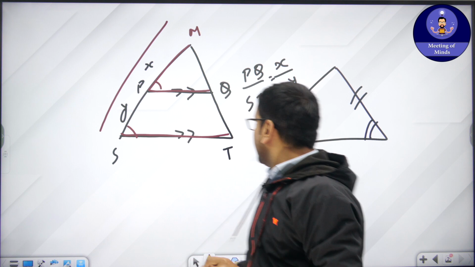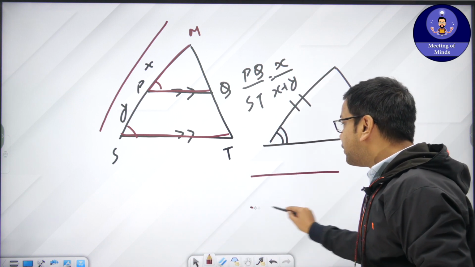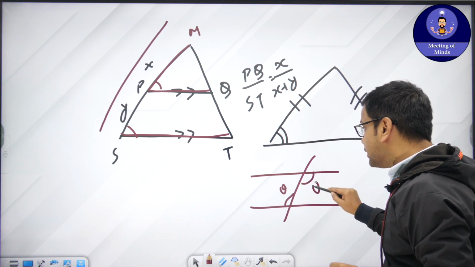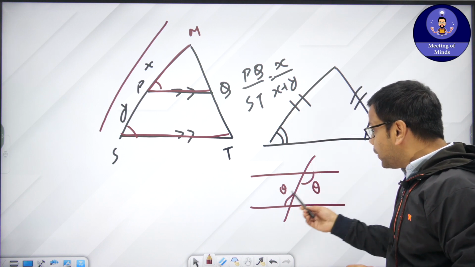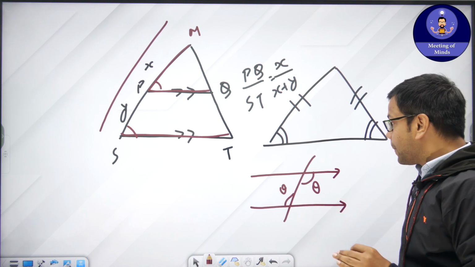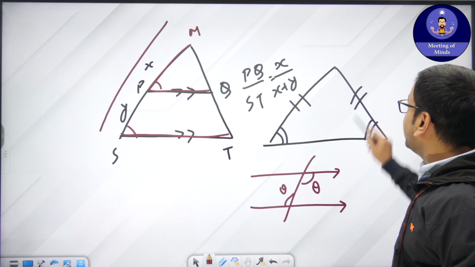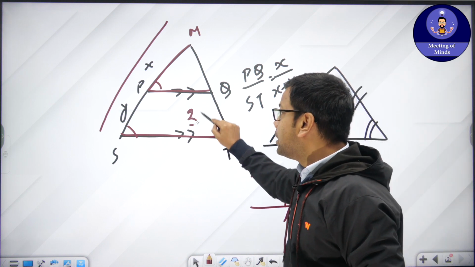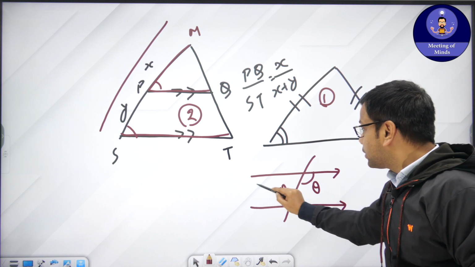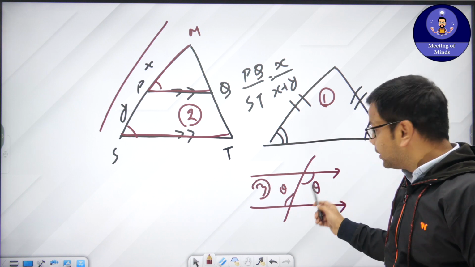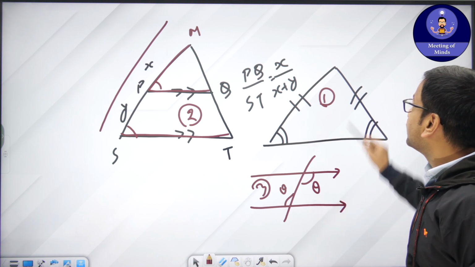Now the second case. If we have two lines and this angle is theta and this angle is theta, we can say these two lines are parallel. Assume we can create a parallel line. The concept number one is the isosceles triangle. Concept number two is similarity. Concept number three is if these two alternate internal angles are equal, then these two lines are parallel.